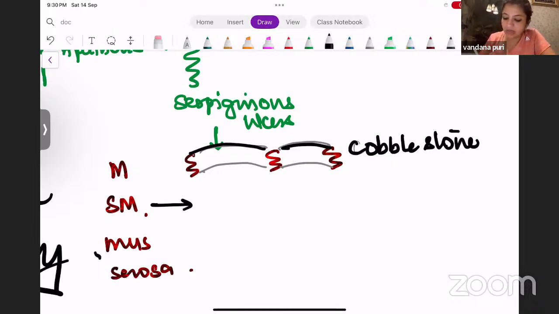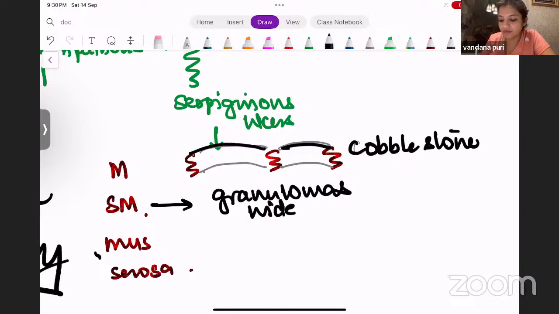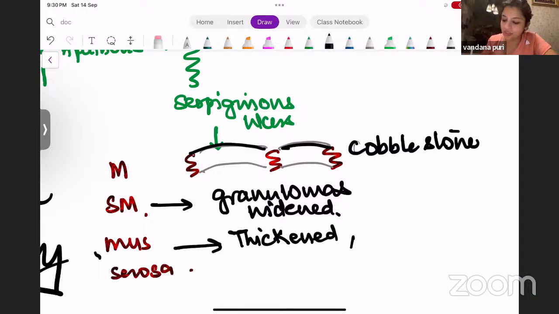Now, in the submucosa, what I'm going to see is that there are granulomas. There are non-caseating granulomas present in the submucosa, so the submucosa is widened. Because granulomas are developing in the submucosa, obviously fibrosis is going to occur. Granulomas have a layer of non-caseating epithelioid cells, and then there is fibrosis. Fibrosis is happening, thickening is happening. So the wall gets thickened and fibrosed.